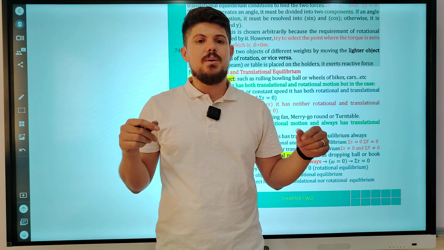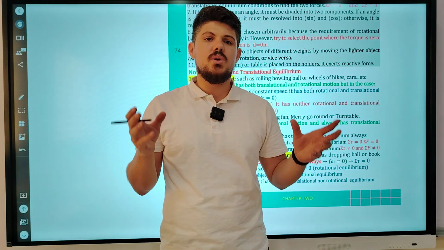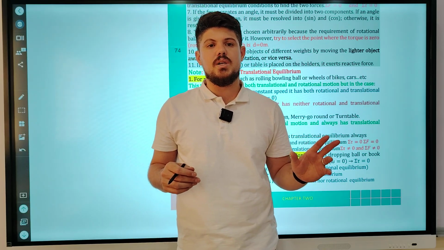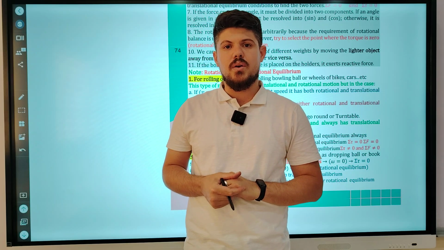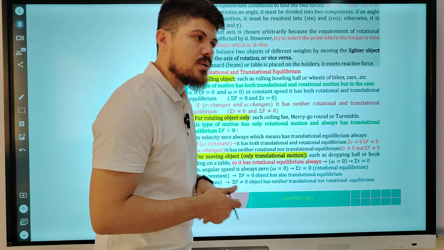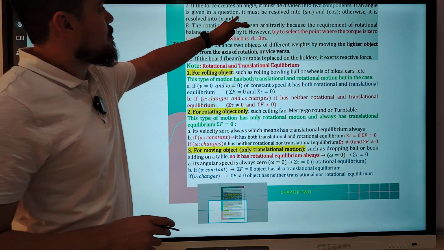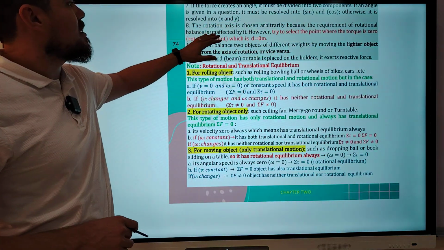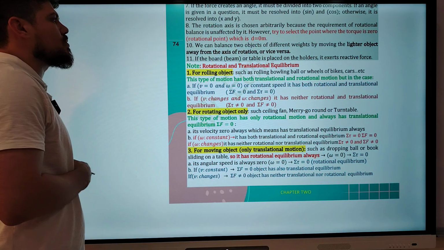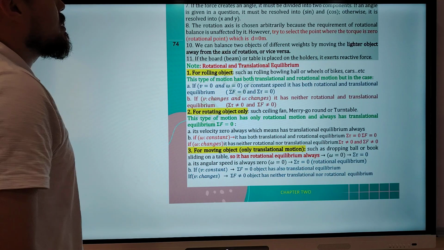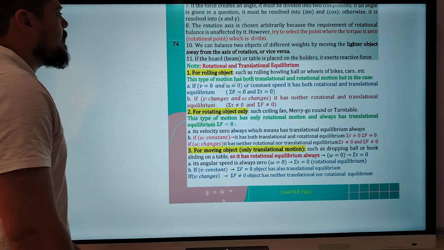Okay? So, for example, if the scaffold or beam is supported by two cables, the position of these two cables can be the axis of rotation. So you can make one of these ends the axis of rotation. Okay? I'm going to explain in detail when we are solving the question. So the rotation axis is arbitrary, because we try to select the point where the torque is 0 for rotational equilibrium, which means d is equal to 0. So we can balance the object in different ways, I told you, okay?